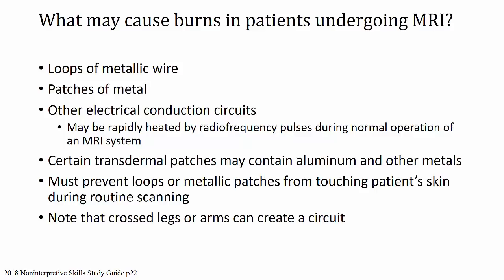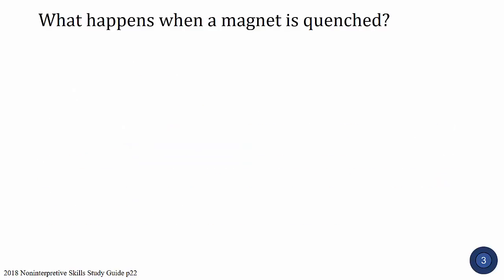And just note that even having legs crossed or arms crossed can create a circuit, especially if the patient begins to sweat. It becomes more conductive. So anytime you have a circuit, it can cause burns. Next question. What happens when an MRI magnet is quenched?